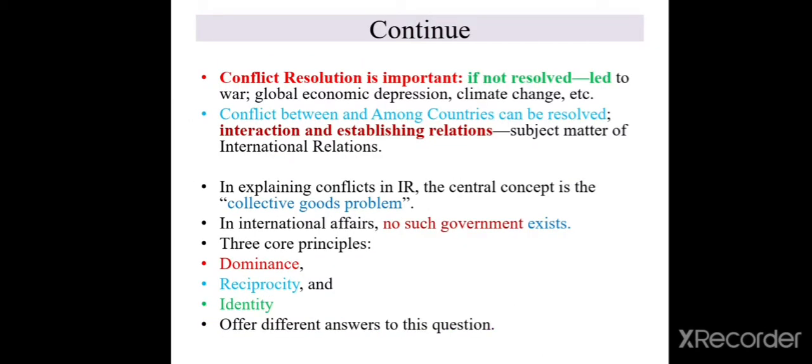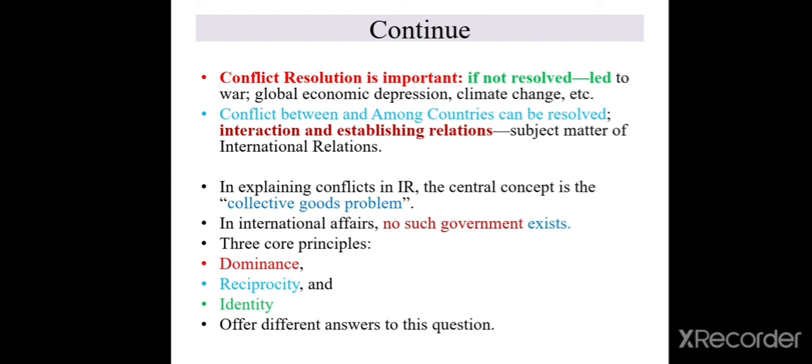That's why conflict resolution is very important in the international system. If it is not resolved, then it leads to war, global economic depression, or climate change. And here come the questions: how do countries resolve this kind of conflict in the international system if there is an absence of a world government? In that context, countries resolve conflict by interacting or establishing some kind of relationship with each other, and that is the subject matter of international relations.